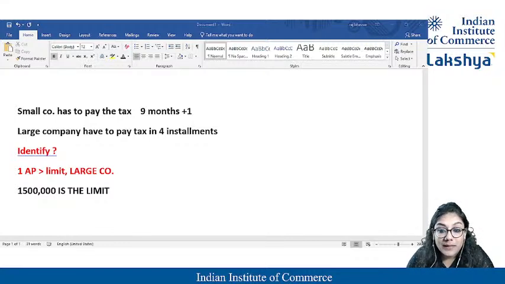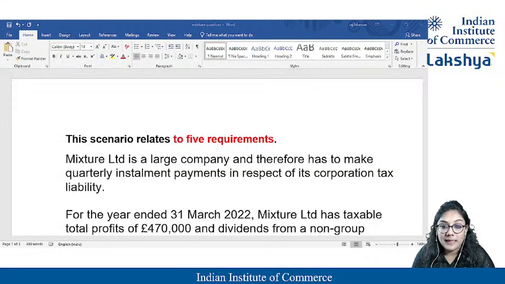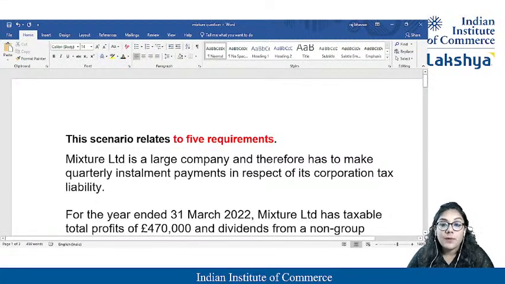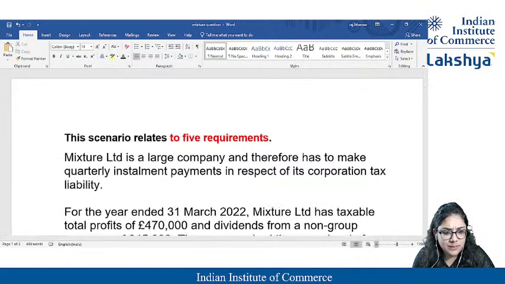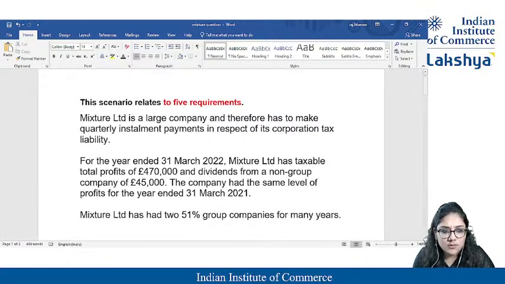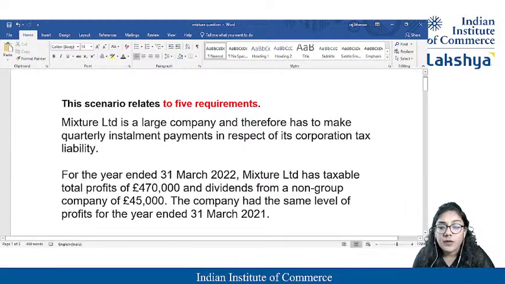Let's figure out what is the question. Okay, let's see the scenario. The scenario relates to 5 requirements. So which are those requirements? Let's figure it out. Mixture Limited is a large company. Cool. So this is a large company. I'm just making it smaller so that it will be easily visible. Mixture Company is a large company and therefore it has to make quarterly installment payments of the taxes.